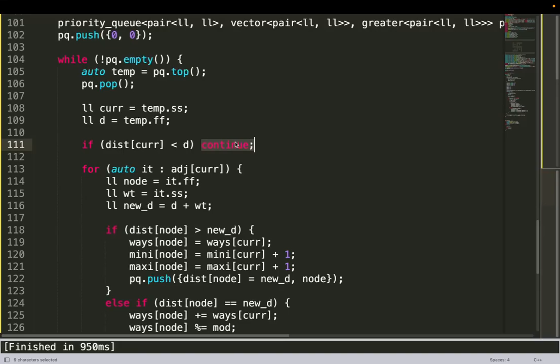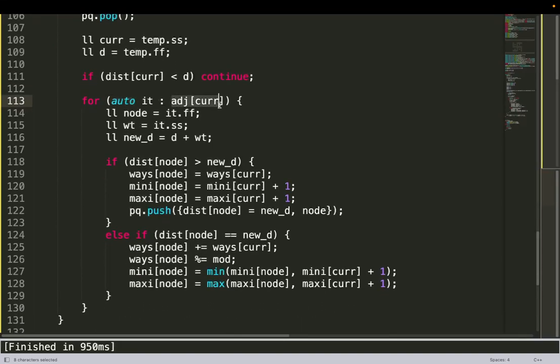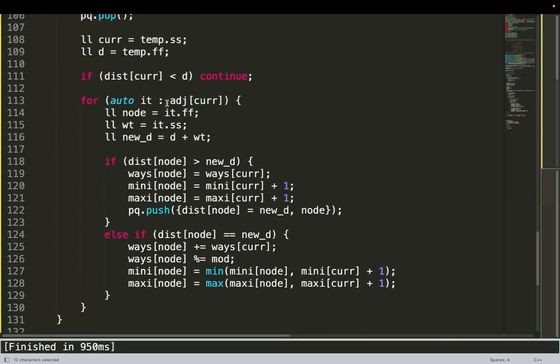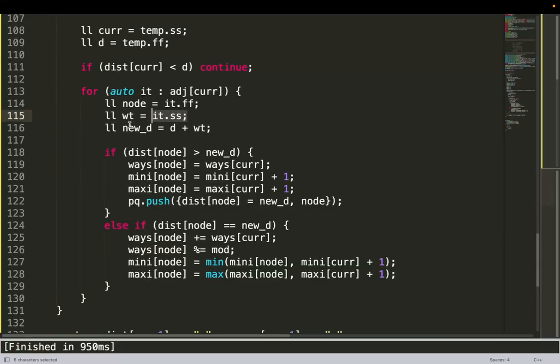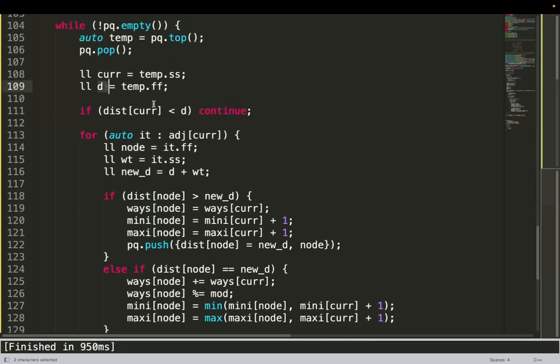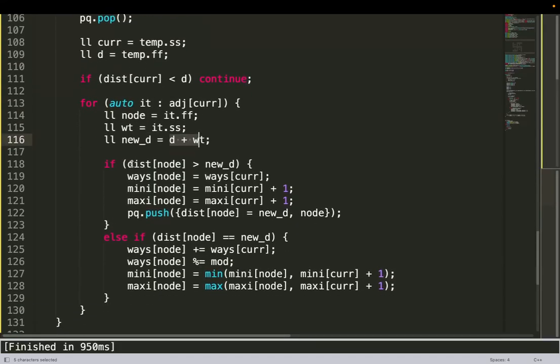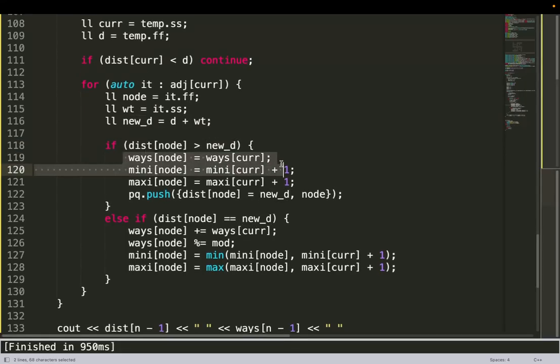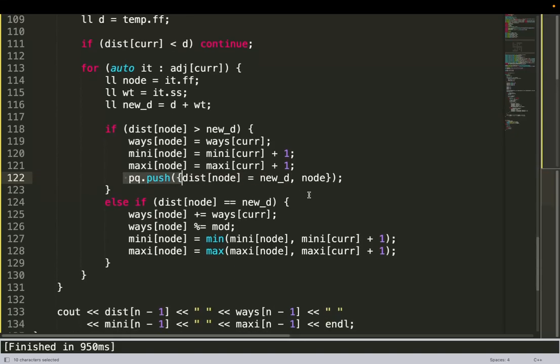I am just applying a simple Dijkstra, going over all the adjacency nodes for the current node. The node is stored in the first value of this IT because I have stored it in the form of a pair. The weight for this edge is the second value. So the new distance to reach this particular node becomes this D plus this weight. Now if the distance of node is greater than the new distance, in that case I update the ways of node, the minimum value for the node, the maximum value for the node, the distance as well, and push it in the priority queue for further processing.